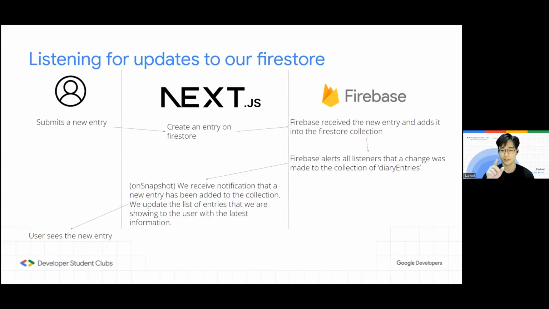which means every single app will be alerted to the change of the collection of diary entries. So if the change involves my account and your account and somebody else's account, all of us will be alerted to that change. Individual apps will receive a notification that a new entry was added, and we'll update the list of entries that we are showing to the user with the latest information, all separately done through the use of listeners. Then all the users will see the new entry. Okay, so this is the power of using listeners. This is all real time.